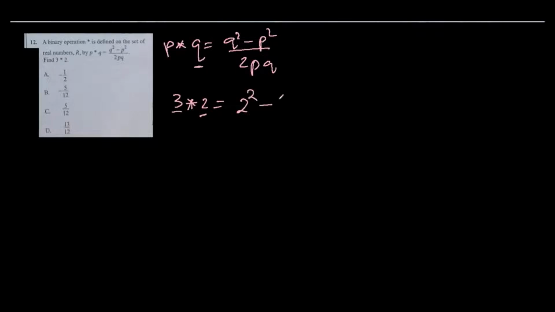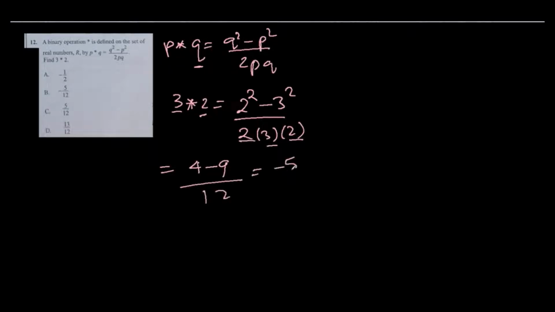Question number 12. A binary operation is star, and it is such that p star q is q square minus p square over 2pq. We have to find 3 star 2. So first we'll write q square, that is 2 square in this case, minus p square, which is 3 squared in this case, over 2 times p times q, where p is 3 and q is 2. So it will be 4 minus 9 over 12. Minus 5 over 12 is the answer, B.